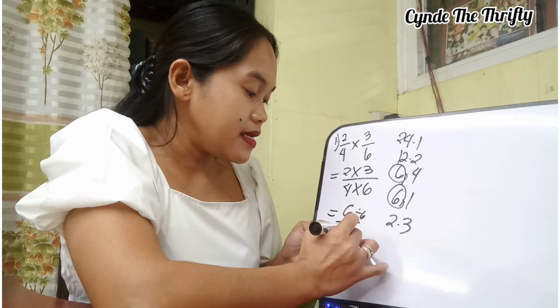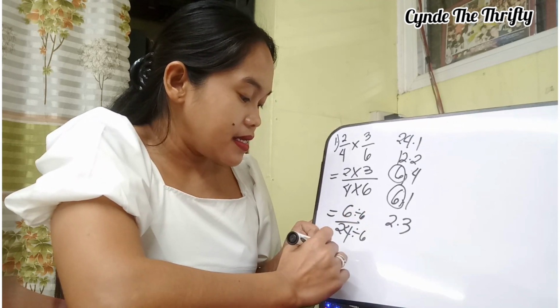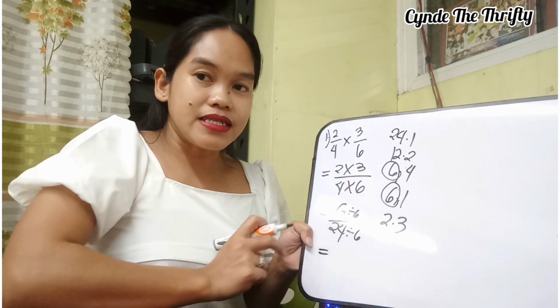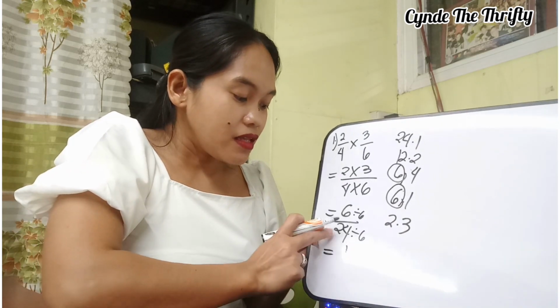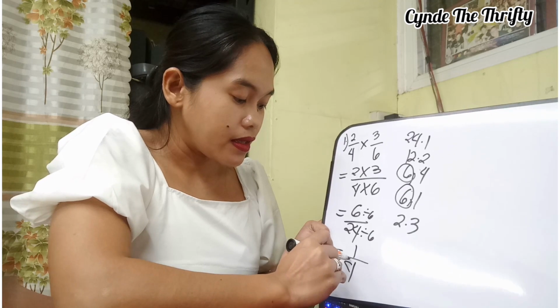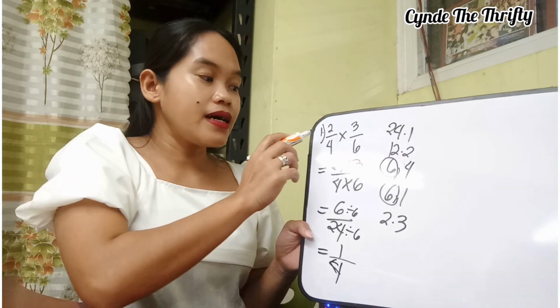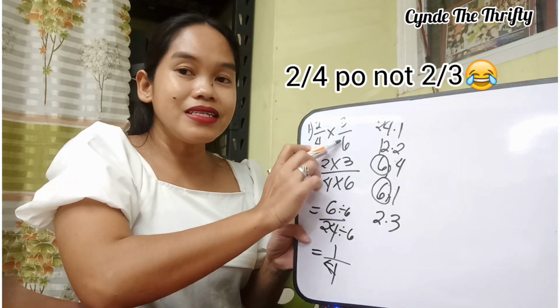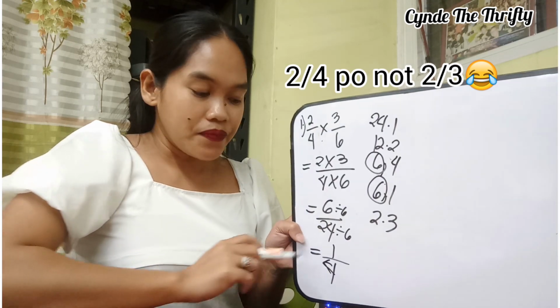So, divided by 6 and divided by 6. So, 6 divided by 6 is equal to 1. 24 divided by 6 is equal to 4. So, ang sagot ng ating 2/4 times 3/6 is equal to 1/4.